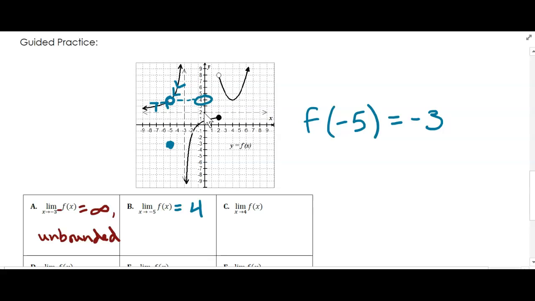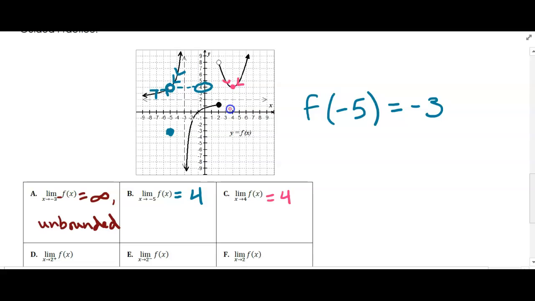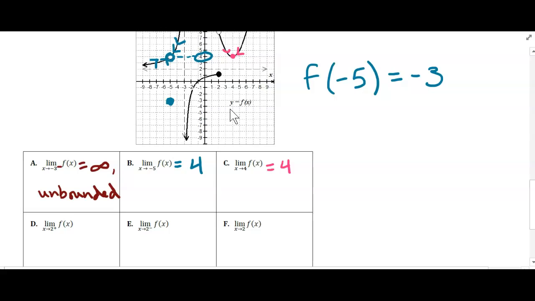Let's continue, and then we'll be done. The limit as x approaches 4 from both sides. So from the left, from the right, looks like they are the same value. Those are also +4. Excellent. And we can move on. In the second row, letter D, we have the limit as x approaches 2 from the right. Letter E, the limit as x approaches 2 from the left. And then we'll be able to conclude, hey, does the limit as x approaches 2, the general two-sided limit, exist?